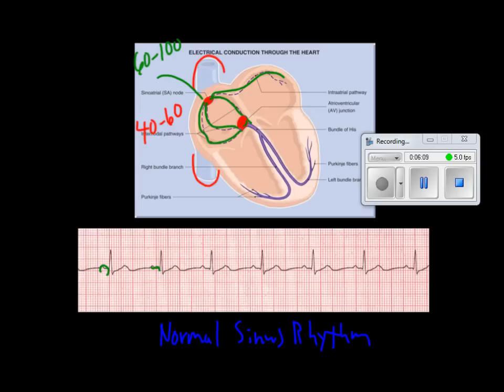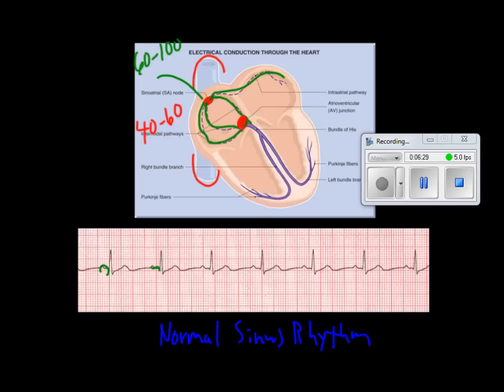So once the signal reaches the AV node, it holds on to that signal for a little bit and does not immediately send it to the ventricles. The reason it does this is it wants to allow the ventricles time to fill with blood. If the AV node did not exist, blood would immediately spill into the ventricles, giving the ventricles no time to fill with blood at all.